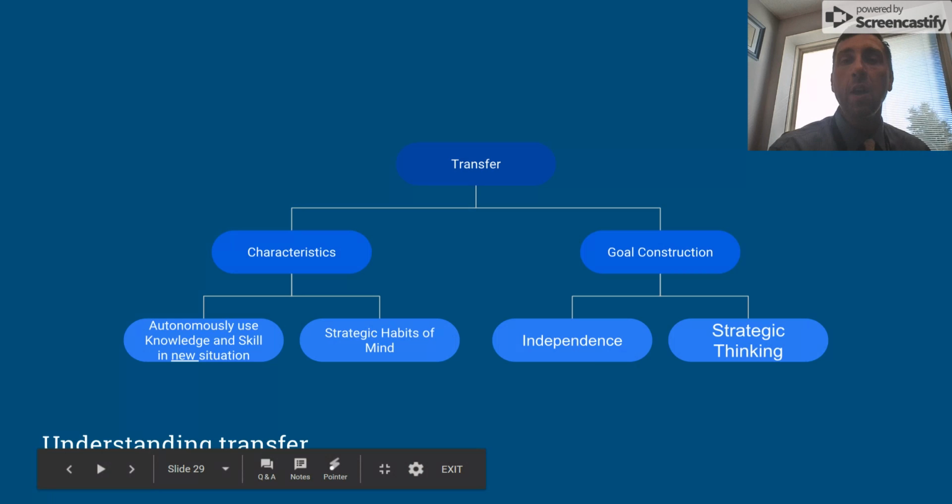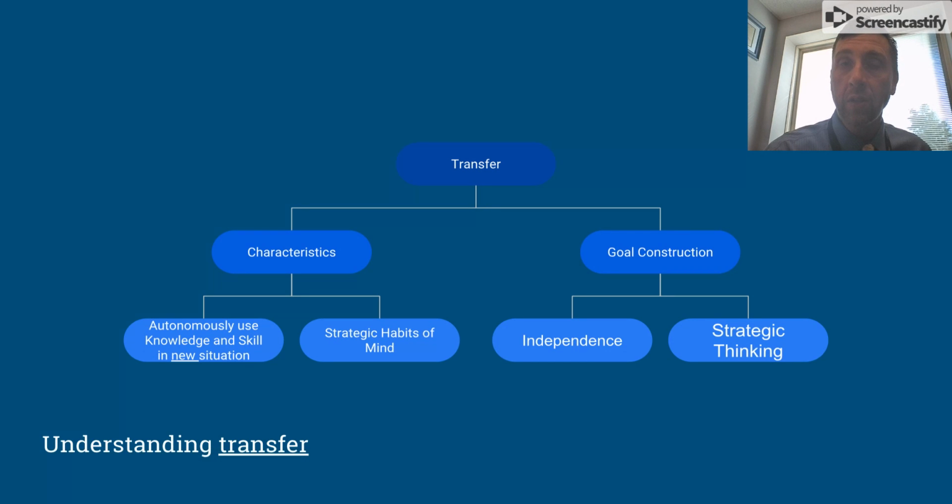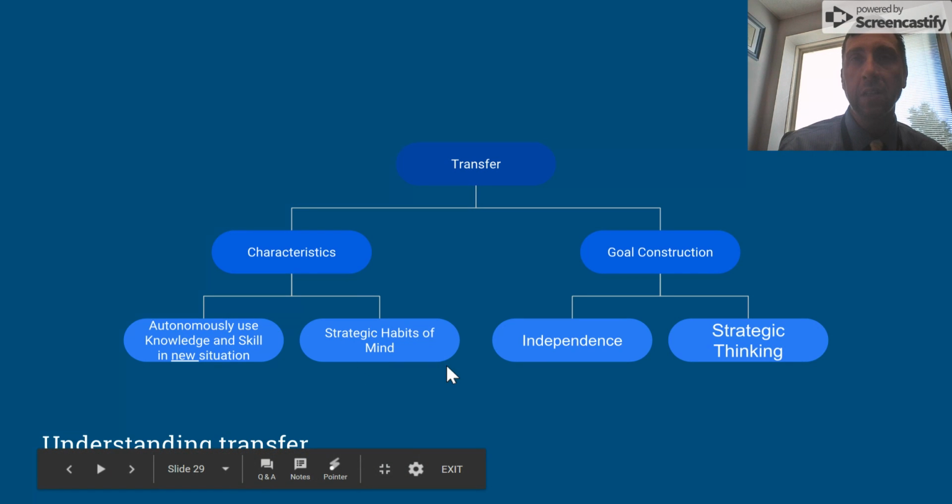When you think about transfer goals, some of the characteristics are that students will autonomously use that knowledge and skill in new situations. You can't prescribe every possible scenario that a student would need to draw on the things you want to teach them or that you want them to have learned. But they have to have the wherewithal to know when to use that skill, when to use that knowledge, to apply it in a new situation. That's the strategic habits of mind that's listed right there.